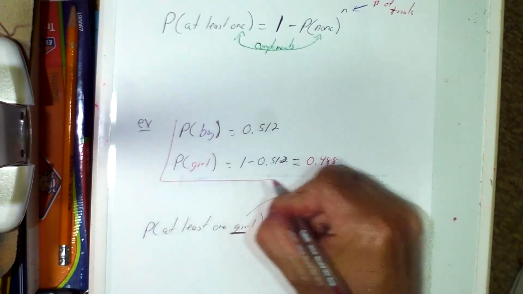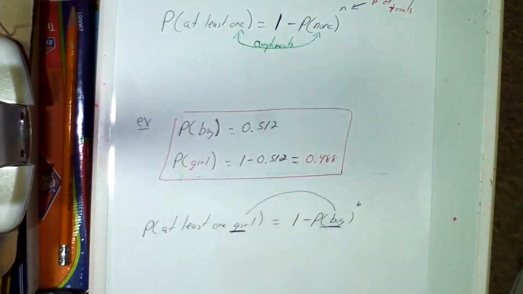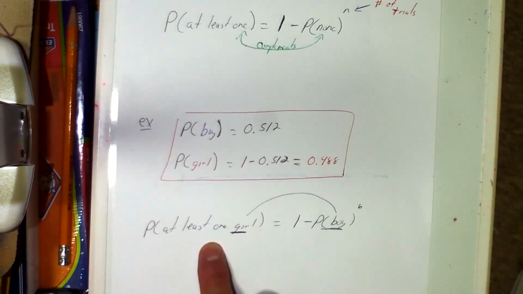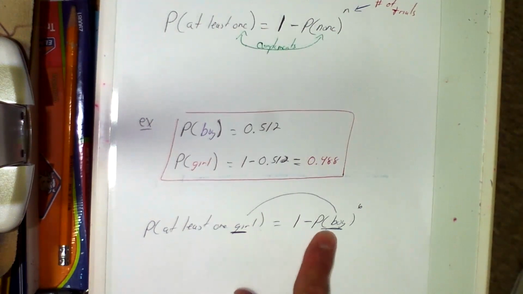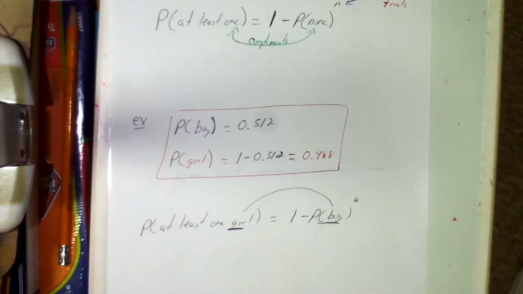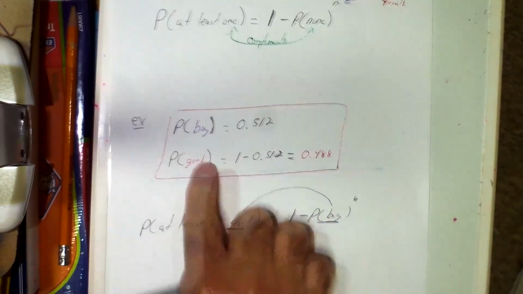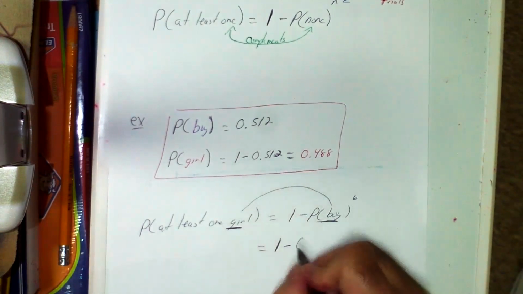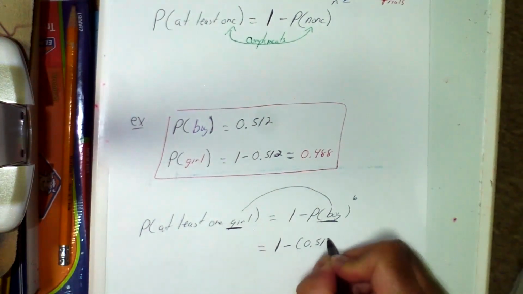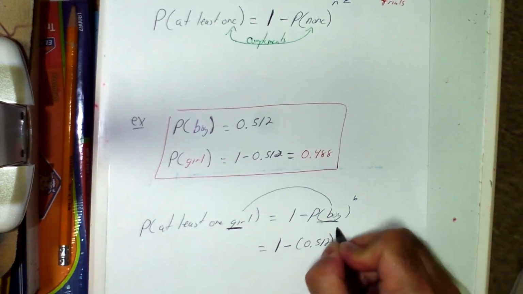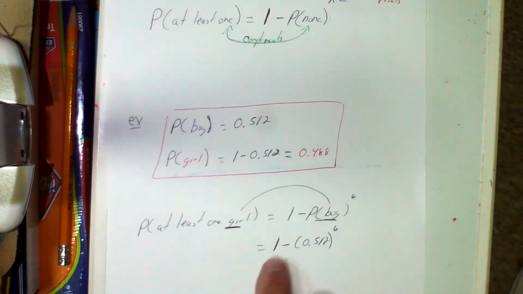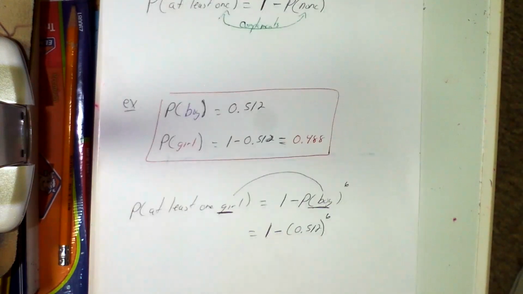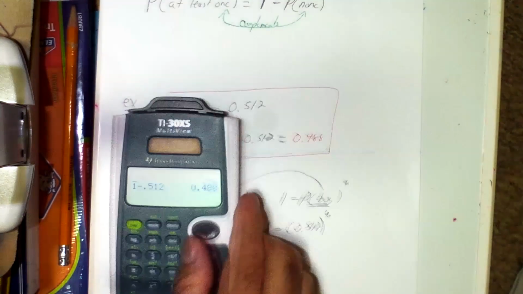We need to know the two events, just to be on the safe side. So here's the probability they're asking for: find the probability of at least one girl. We found it is boy. Now I just plug it in. I know from my chart that boy is 0.512. I close the parentheses and raise it to the 6th power. Now you're asking me, how do you put that in your calculator? Simple, just the way it looks.